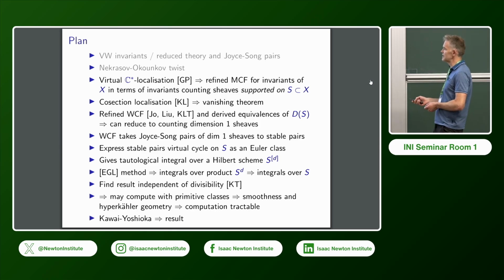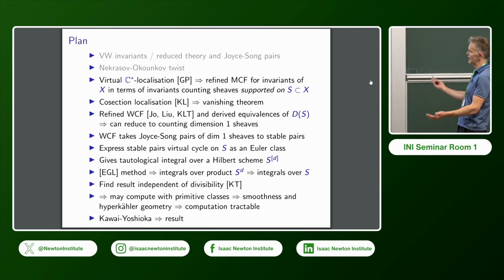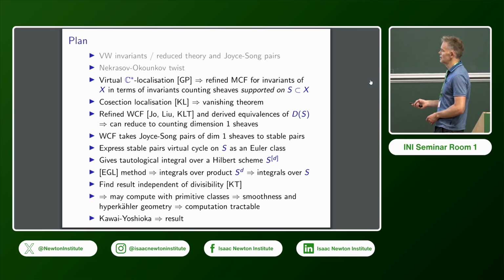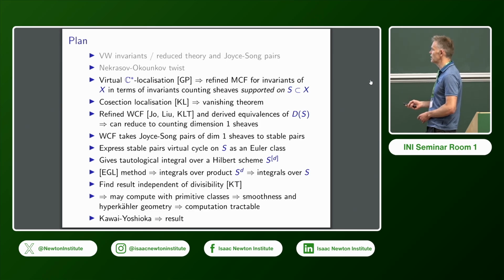So now you're back to primitive classes and you're back to the 1990s, you're back to computing with stable sheaves. So everything reduces to Hilbert schemes of points. You have the constraints of hyperkähler geometry and all of Mukai's results. And so you can really do the computations. And indeed, those computations in the stable case were done by Kawai and Yoshioka a long time ago. And that gives you the result.